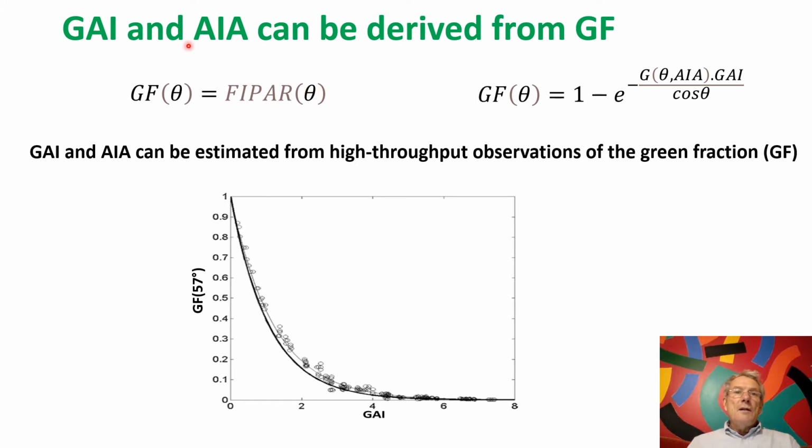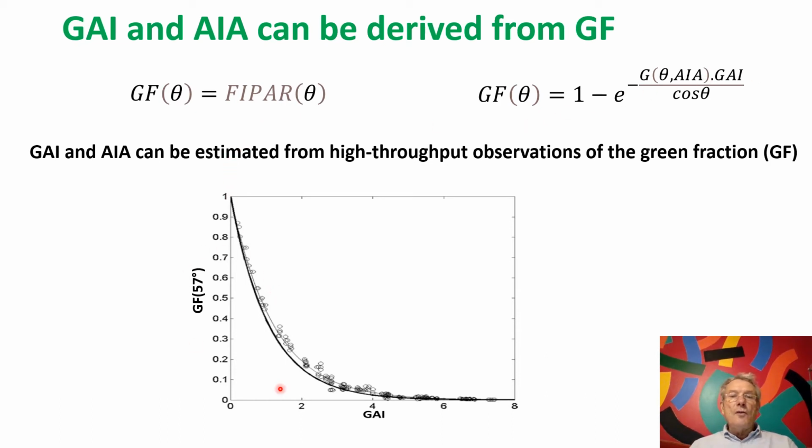GAI and the average inclination angle can be derived from green fraction. As a matter of fact, the green fraction in a given direction is the same as the fraction of intercepted radiation in the same direction. So we can use the same model to relate the green fraction or the fraction of intercepted radiation to the average inclination angle and the green area index.